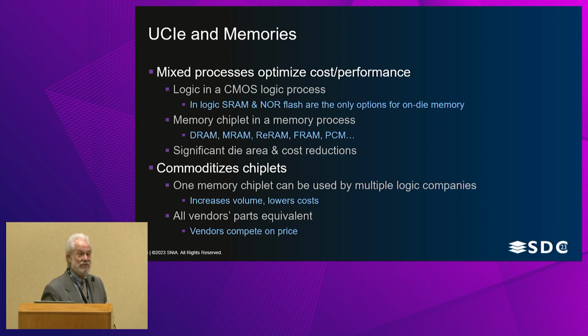And so what are they going to use in the future? Well, they could use DRAM, MRAM, resistive RAM, FRAM, phase change memory. They're all something that could be a whole lot cheaper than SRAM and could migrate through processes a whole lot better than NOR flash. And if they did that, then they'd get significant die area and cost reductions, but it would drive them to using a chiplet approach. But one of the nice things is that it would commoditize chiplets. Chiplets right now are not widely used, and so they're sole sourced. And having the memory built on the chip itself is also a sole source kind of a thing.